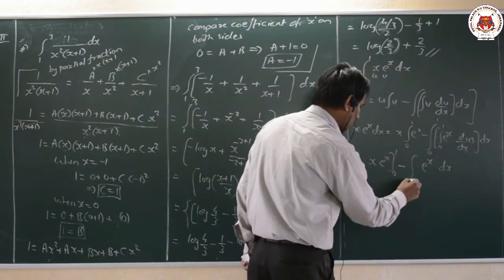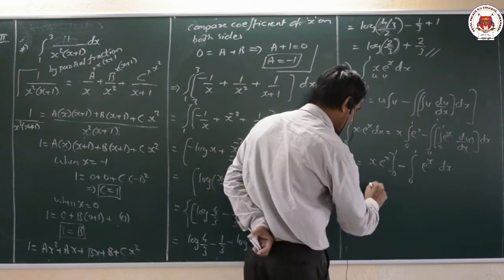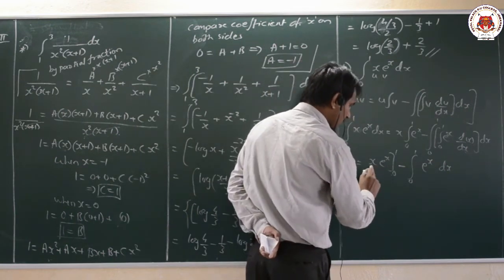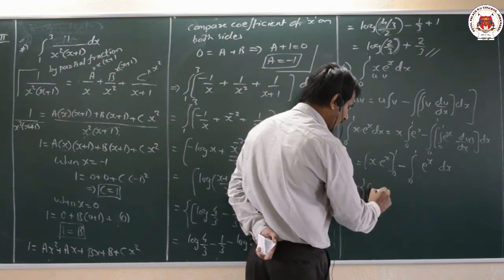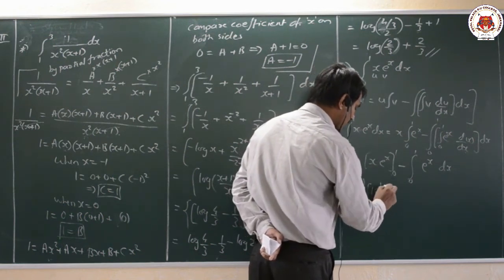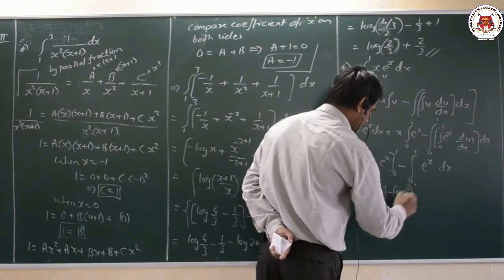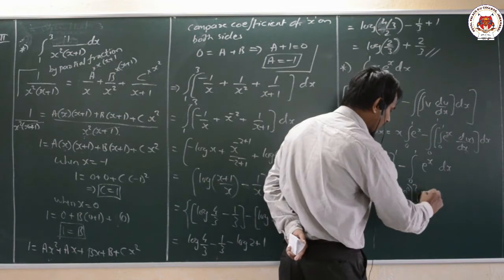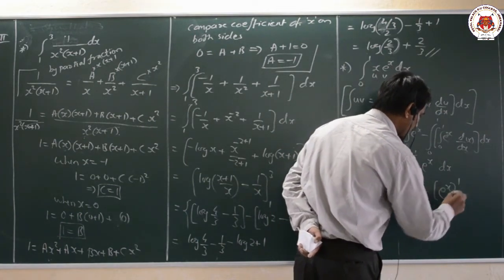Now here at last what we have to do is, if you substitute here the upper limit, that is 1, the upper limit value will be, if you substitute 1 here, 1 into e raised to 1 minus of lower limit, means 0 into e raised to 0, that will be 0 itself, minus of integration of e raised to x between the limit 0 to 1.